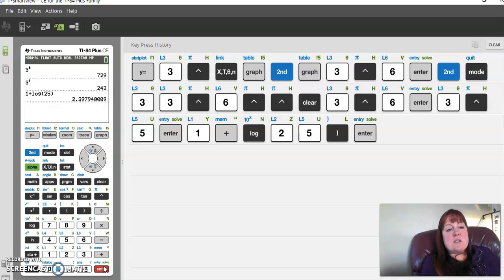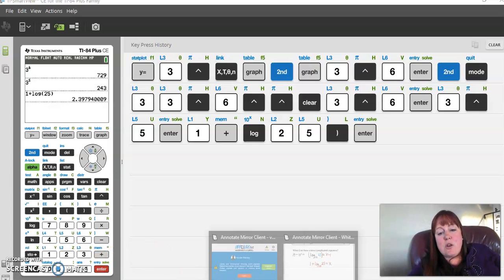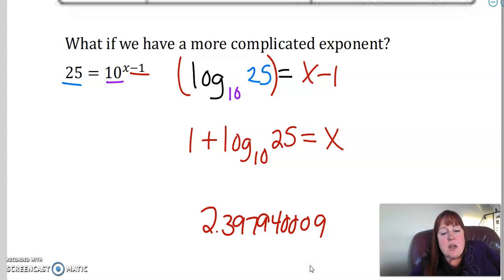2.397940009. Okay, so how do I know if this number is true? How do I know if this number even is the number that makes this whole thing true? You guessed it, we could plug it back in, right? And get this number, and I say, if I take this ridiculous number and I subtract 1, and then I raise 10 to that number, I should get out 25.